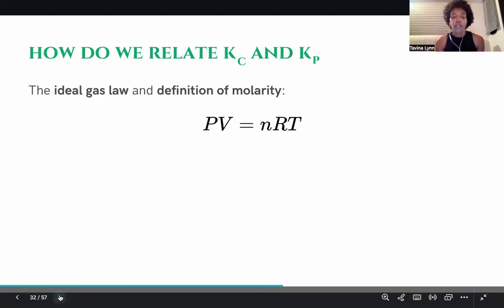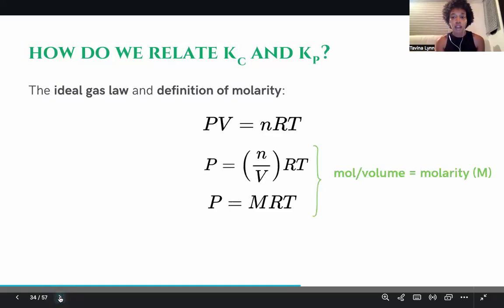Recall this is our ideal gas law, PV equals nRT. If we rearrange this equation to solve for P, which is pressure, we end up with n over V times RT. And n over V is just number of moles over volume, which is concentration or molarity. So I just substituted M for n over V.